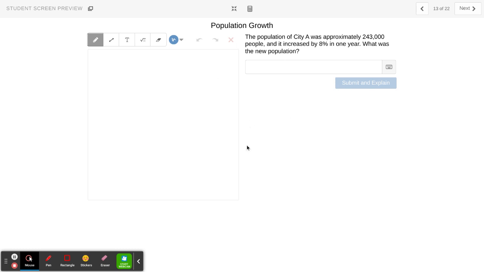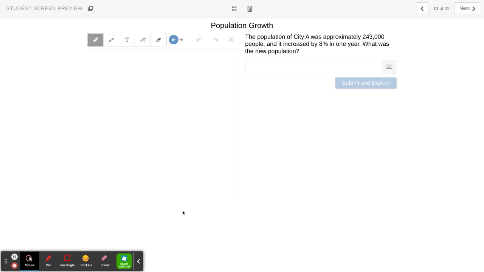So here we have the population of City A, and it was approximately 243,000 people, and then it increased by 8% in 1 year. What's the new population? Your job is to figure this out in any way that you can, whether it's reasoning through, whether it's using a tape diagram, whether it's using a double number line. No matter how you do it, that's fine. Okay. I'm going to be modeling with the tape diagram.